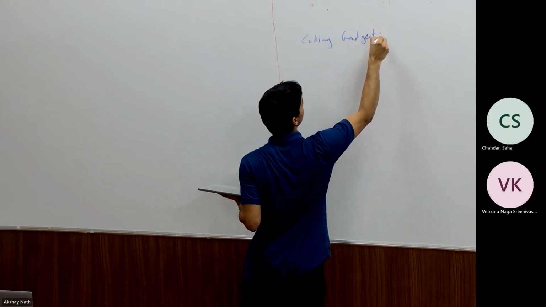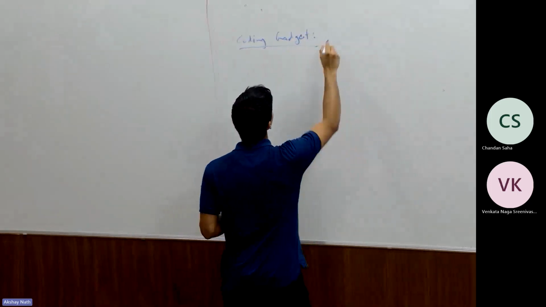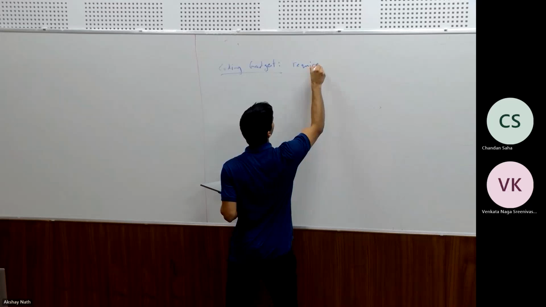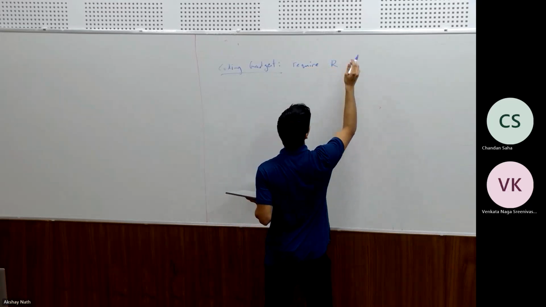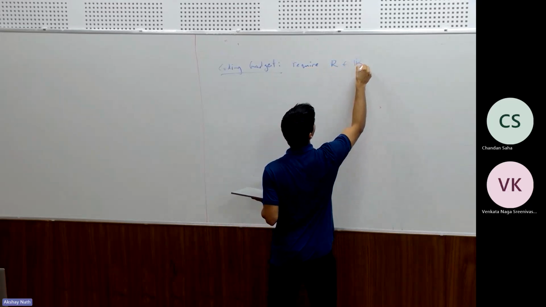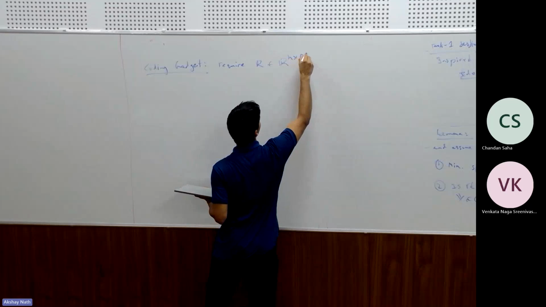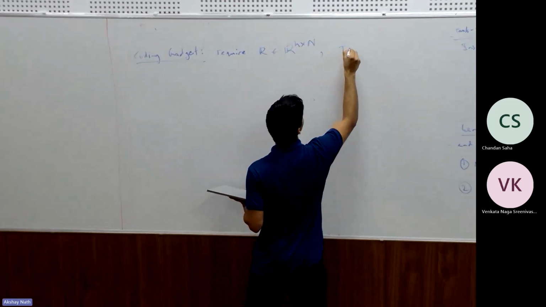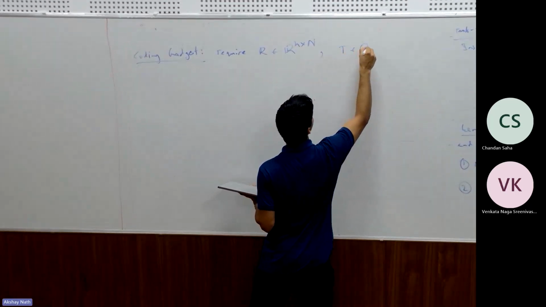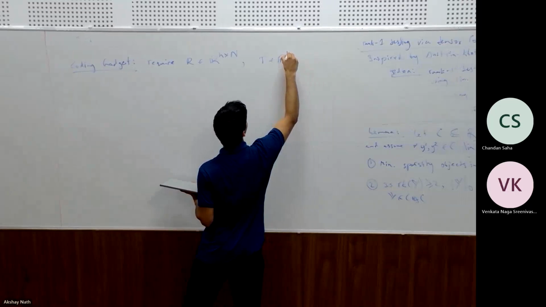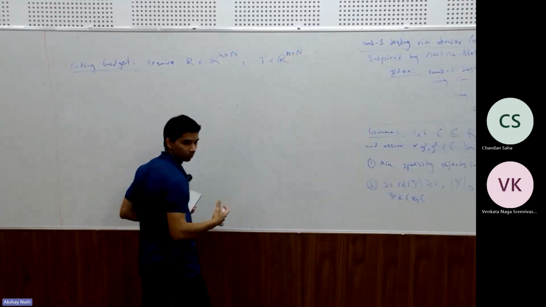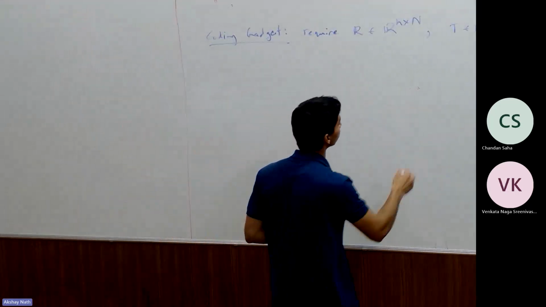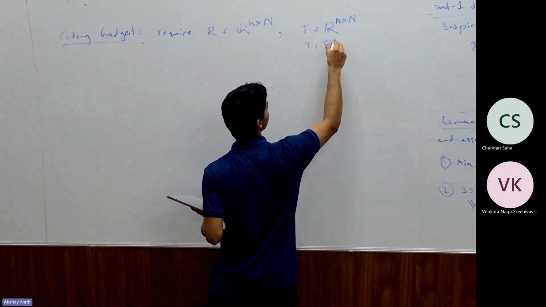So we require 2 operators. R in R to the h cross capital N and T in R to the little n cross capital N. So T projects capital N dimensions down to little n dimensions. So you can think of T as this way.